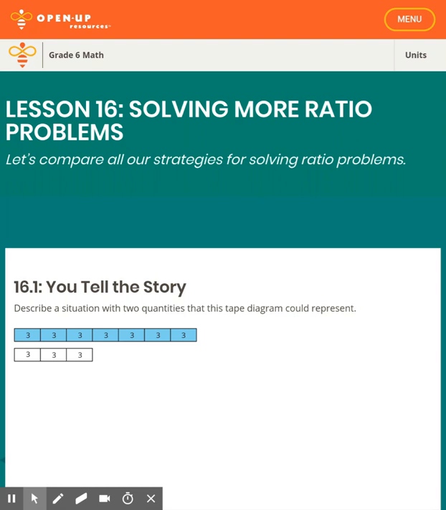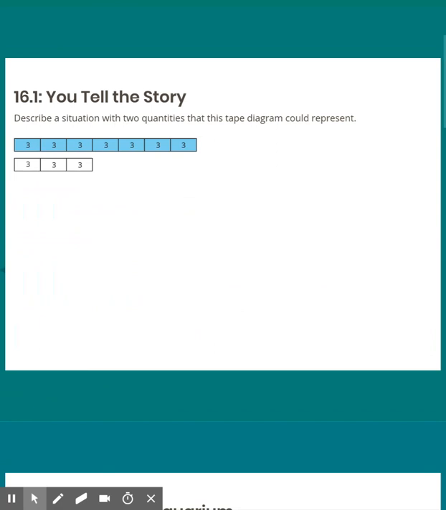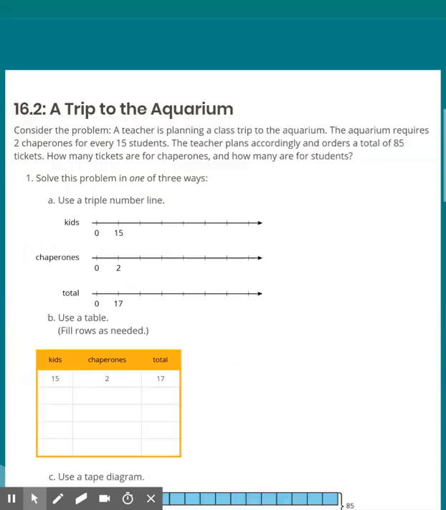The warm-up starts with a review of tape diagrams, and students create the situation that this could represent. You can get them to share some and confirm that they are understanding the tape diagram and how it's set up.